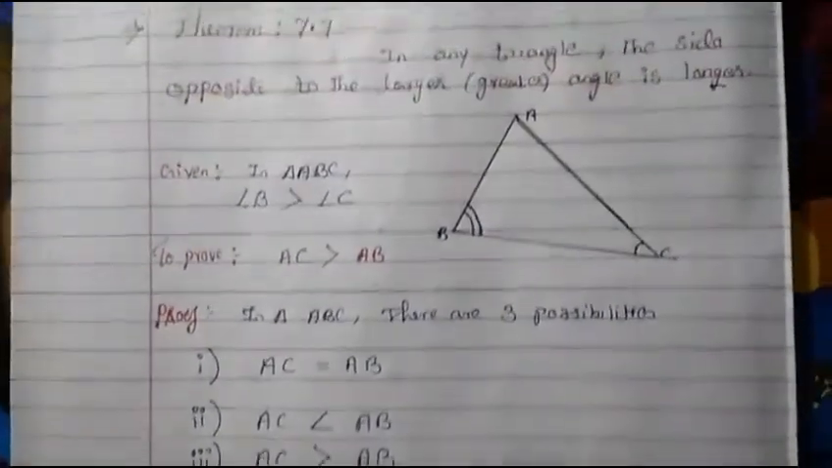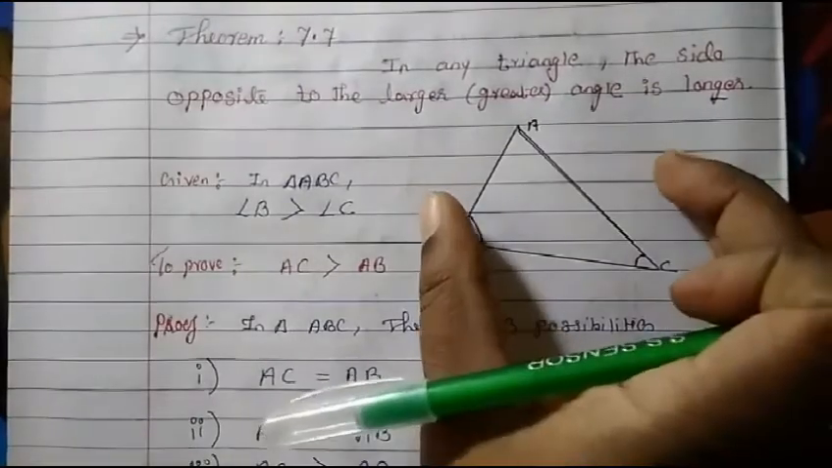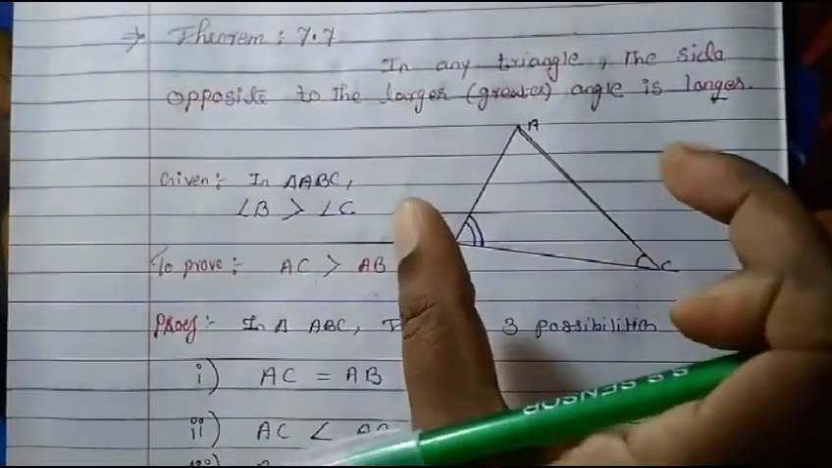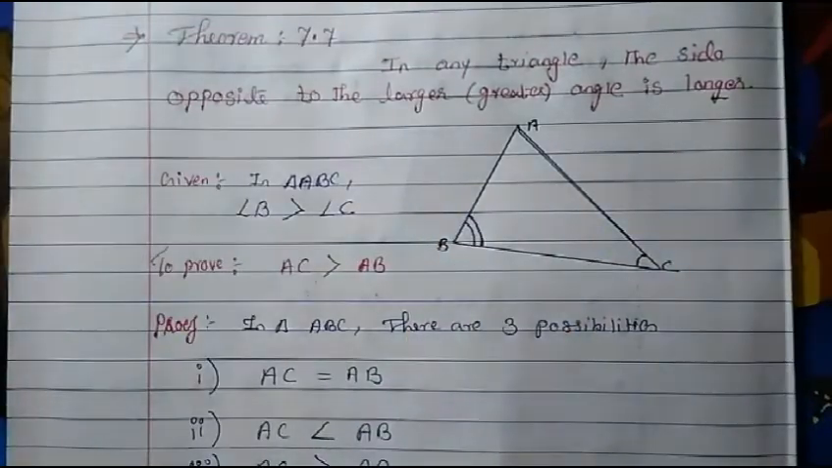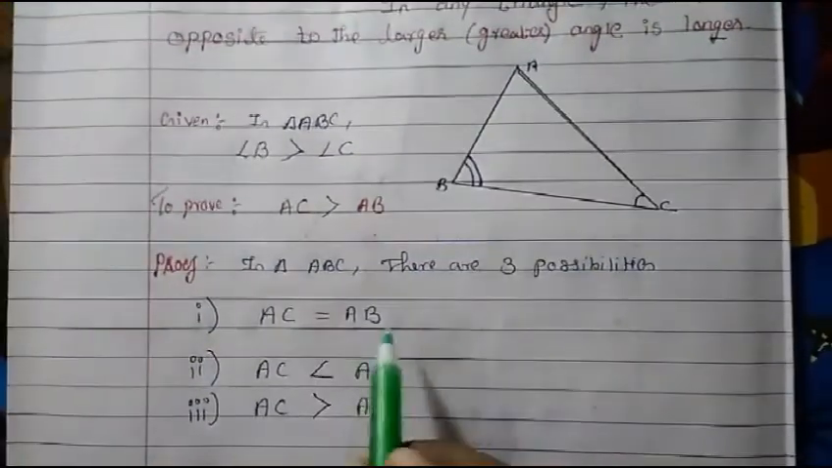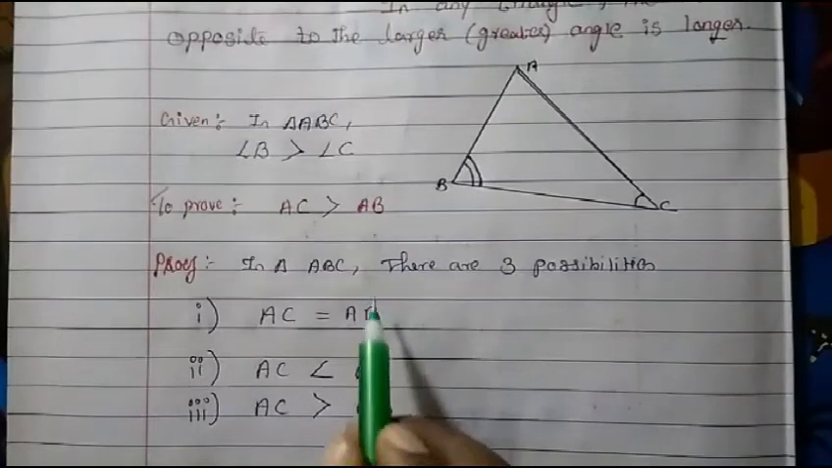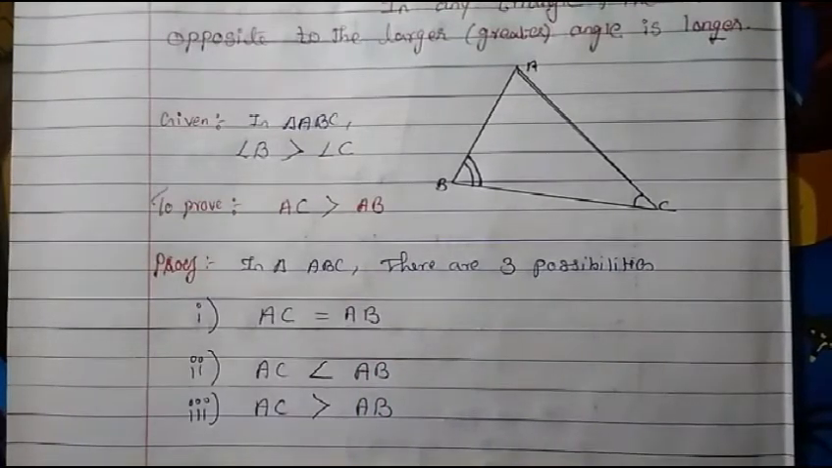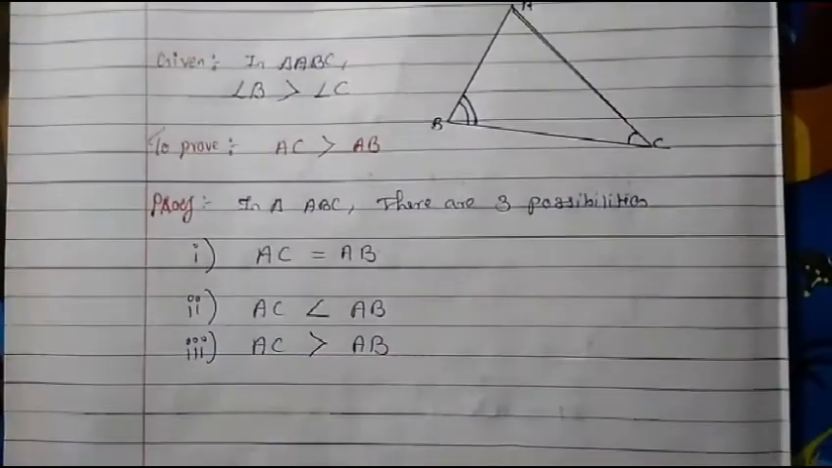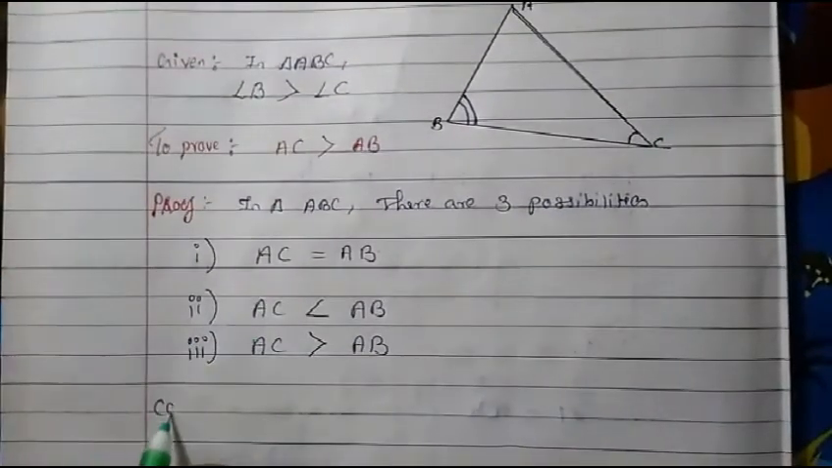Okay, so these are the three possibilities. Other than that, we don't have any other possibility. Two sides, if you take, are either equal, or greater and smaller, or smaller and greater. More than that, we don't have another possibility. So if we prove that two of these possibilities are wrong, then automatically the remaining possibility becomes true. So let's begin. First case we will take.